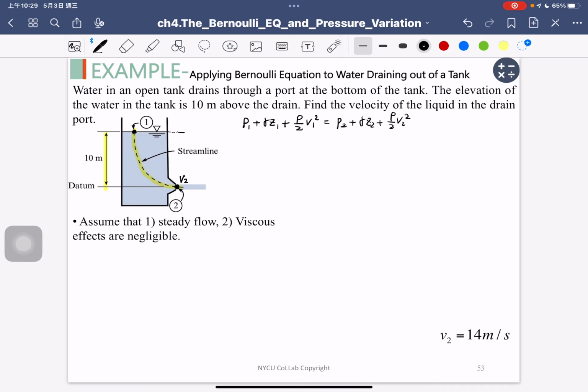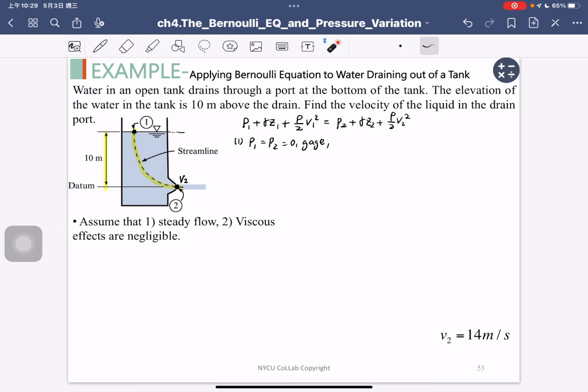So first, I will say condition 1, P1 equals P2 and equals 0 gauge pressure. The reason is you can see point 1 and point 2 are exposed to the atmosphere environment. So there is no gauge pressure. OK? 就只要你看到那个计算的位置是暴露在大气里面的，那我们就不会有 gauge pressure. OK?